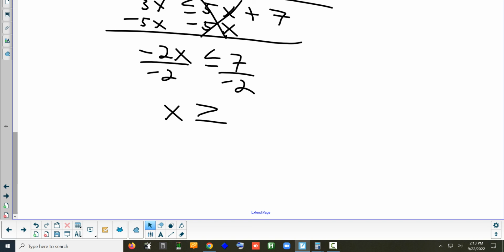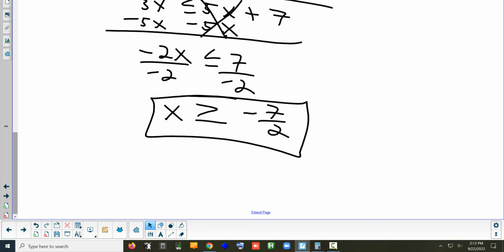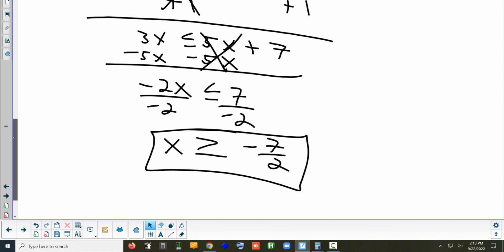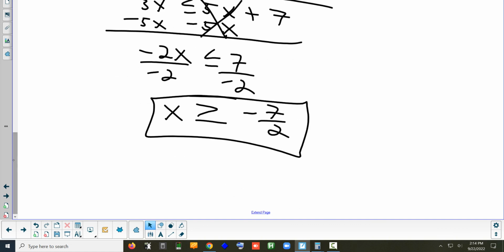Alex, what would I have on the right? Yeah, you could just write it as -7/2. You could also do -3.5. That would be fine. Any question on solving that? So that's a linear inequality we just solved.